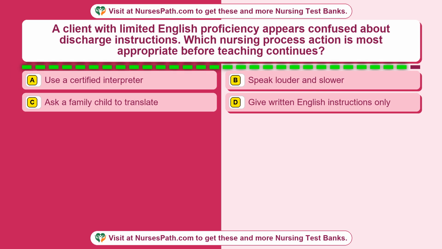Question 14. A client with limited English proficiency appears confused about discharge instructions. Which nursing process action is most appropriate before teaching continues? Option A, use a certified interpreter. Option B, speak louder and slower. Option C, ask a family child to translate. Option D, give written English instructions only.